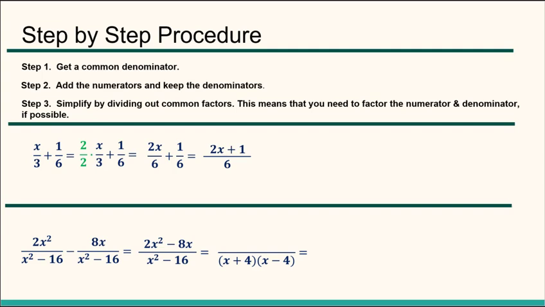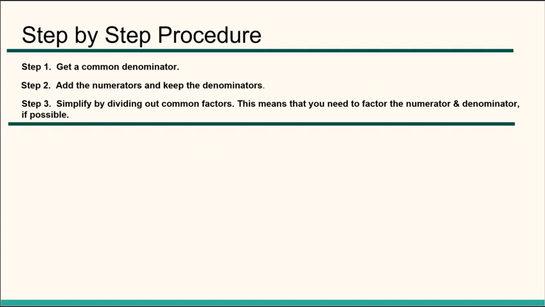The denominator factors into x plus 4 times x minus 4. The numerator, both those two terms have a 2x in them. So I'm going to factor out that 2x, and I'll end up with 2x times the quantity x minus 4. Hey, I got a couple of x minus 4s. What do I have left over? 2x over x minus 4. All done. Let's play some more.